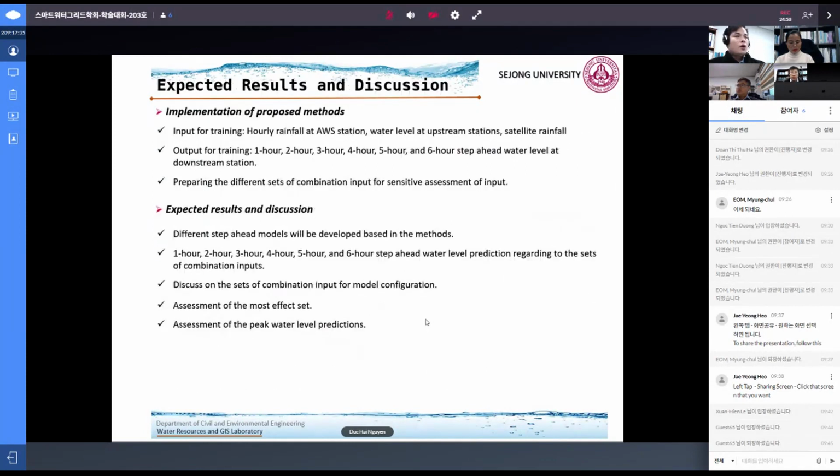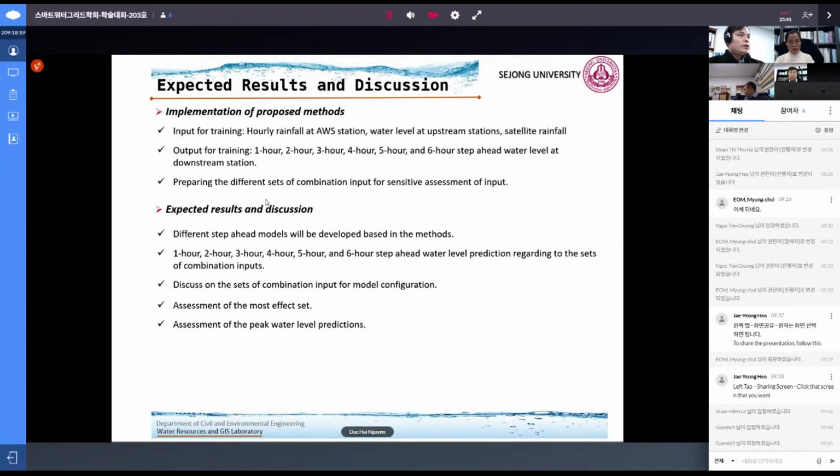Now I will talk about my expected results and discussion. First, my approach to implement the proposed methods. I will use as input for training the hourly rainfall at the AWS station, water level at the upstream station, and satellite rainfall. And the outputs for training are the 1 hour, 2 hour, 3 hour, 4 hour, 5 and 6 hours step ahead water level at the downstream station.